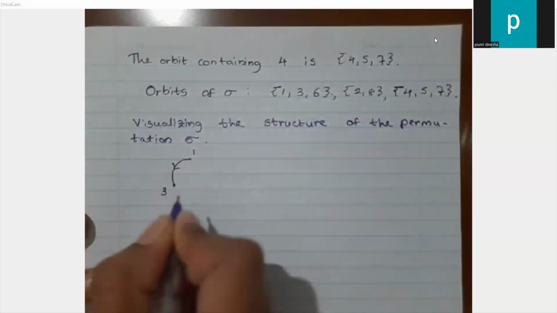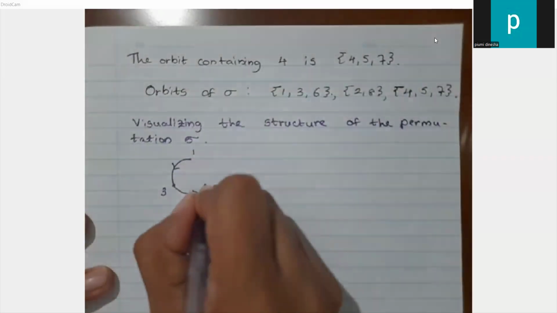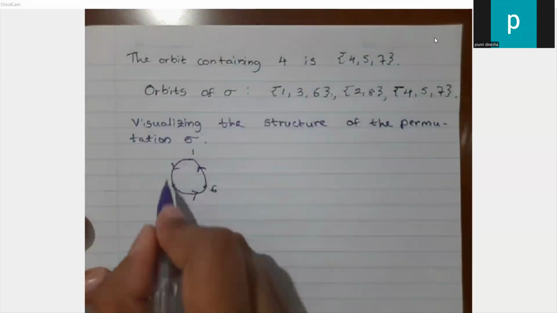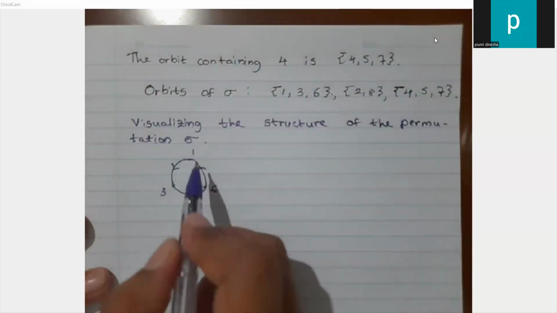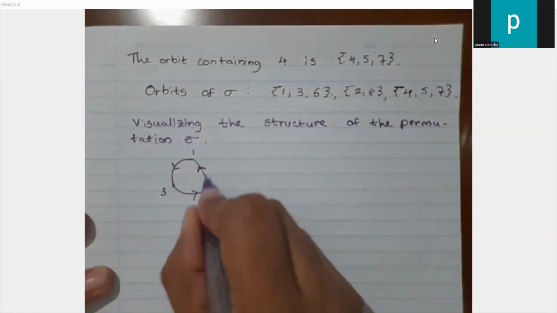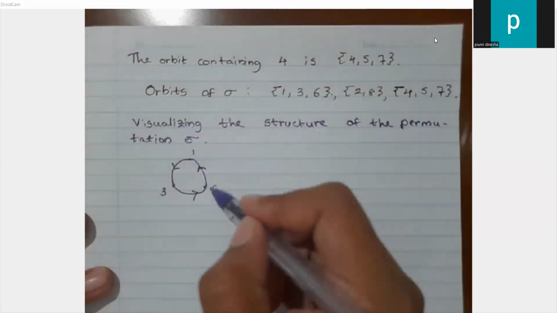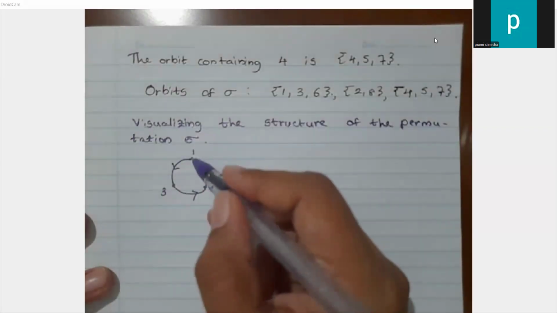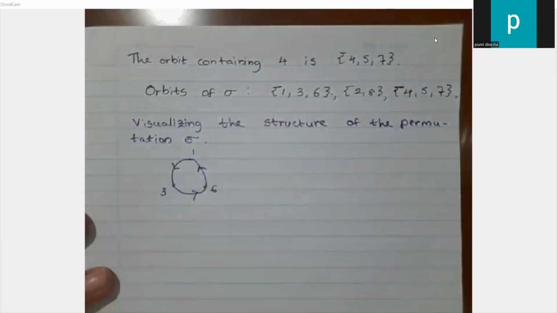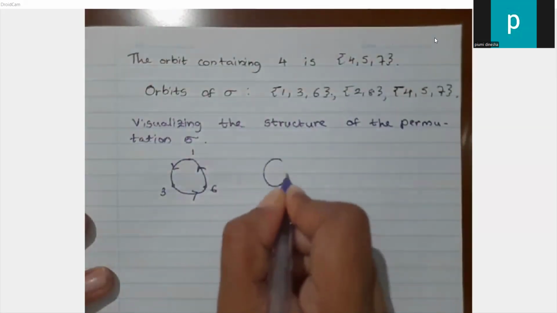1 is sent to 3, 3 is sent to 6 through sigma, 6 is sent back to 1. So this is the orbit of sigma containing these three elements. You come to this orbit, going in this direction shows you that sigma of 6 is equal to 1. In other words, sigma will map 6 to 1. Sigma will map 1 to 3, likewise, right?